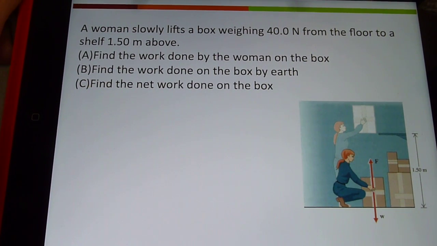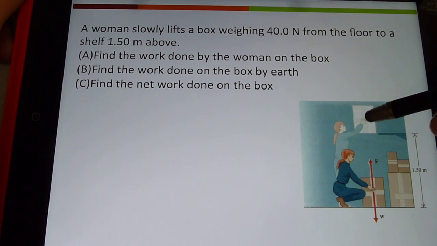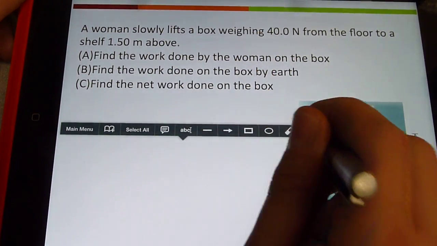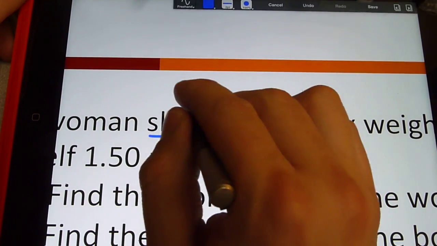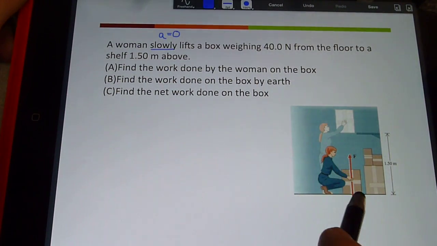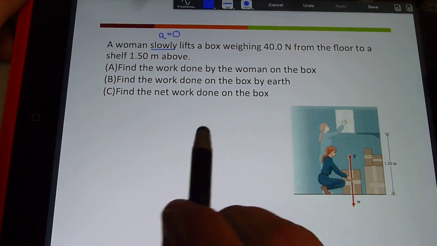Here we've got a woman lifting a box. We know the weight of the box, that's 40 newtons down. And we're going to pick the box up off the floor and put it 1.5 meters higher on a shelf. So the before is the solid picture here, and the after is sort of this grayed out picture, right? We move the box up onto that shelf. One thing we are going to assume is that we are slowly lifting the box. That means that our acceleration is going to be 0. That means if we were to draw the free body diagram for this, just like we have here, the weight force is 40 newtons down. That means the force that we apply has got to be 40 newtons up.